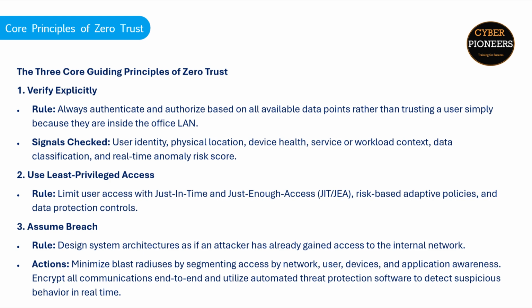3. Assume breach. The rule: always design your infrastructure under the assumption that an attacker has already breached your internal network. Actions: minimize the blast radius by segmenting access, encrypting all end-to-end communication, and leveraging automated threat protection to spot suspicious behavior in real time. Master these 3 principles, and you will have the exact mindset needed to design enterprise-grade cloud security architectures.